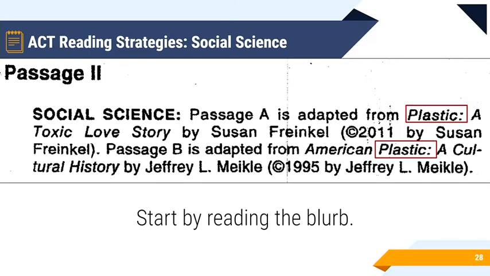So this blurb is a little bit helpful. First, it tells me it's a paired passage, which strikes fear in a lot of the students because now they have to be responsible for reading 2 passages instead of 1. But on this one, I know passage A is adapted from Plastic, A Toxic Love Story. So it's toxic, but they love it, so it's a good, bad thing. And passage B is adapted from American Plastic, A Cultural History. So I know this is going to be some sort of history about plastics. I don't have to wonder, is this going to be about dinosaurs? Some kind of sea creatures? A person? It's about plastic. So this blurb at least keeps me on track.